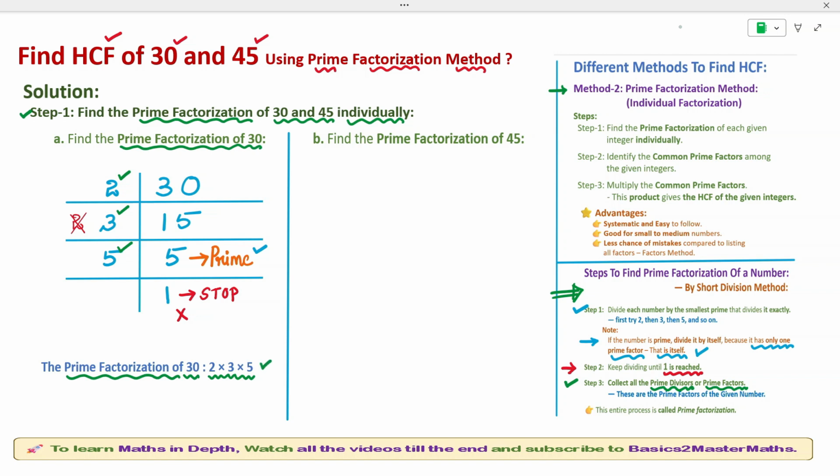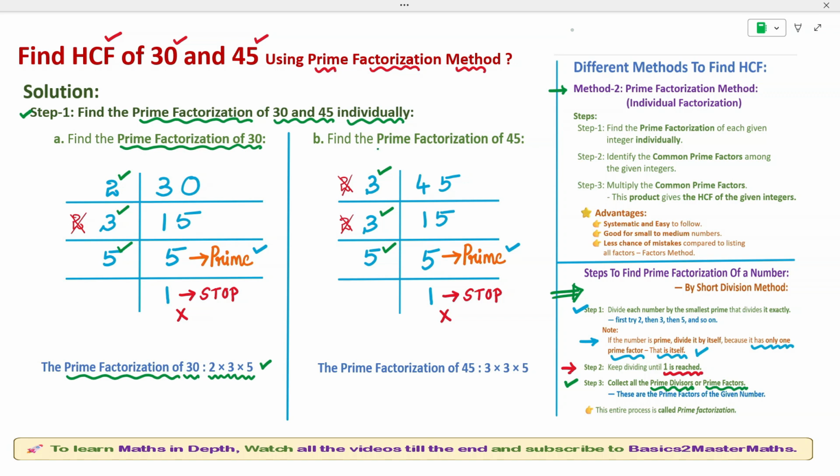Got it? In the similar way, find the prime factorization of 45. As we have already solved many problems on prime factorization, I am skipping the steps and directly going to the answer. So, the prime factorization of 45 is 3 multiplied by 3 multiplied by 5. Got it?